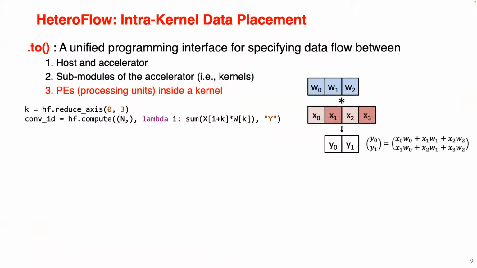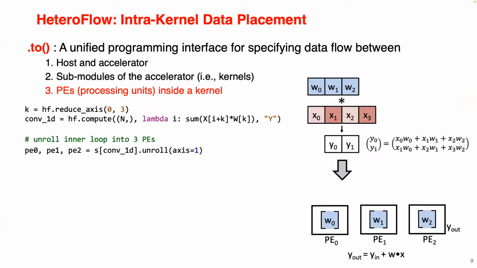We can further use this .2 to optimize data placement inside a kernel. Here, for this 1D convolutional kernel, we choose to map it to a systolic array architecture, which provides better performance. To achieve this goal, we first define the algorithm of this 1D convolutional kernel, and then we use this unroll primitive to unroll this reduction loop into 3 PEs.